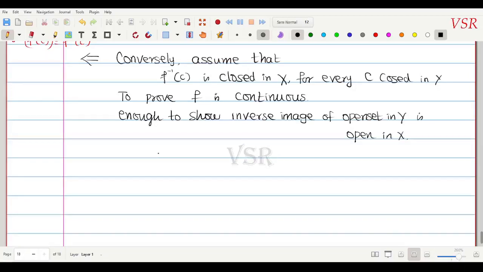Let capital V be an open set in capital Y. Okay, அப்போ this implies that என்ன ப்ரூஃப் பண்ணணும்? To prove f inverse of V is open in capital X னு ப்ரூஃப் பண்ணணும். Okay, to prove this, f inverse of V is open in capital X னு ப்ரூஃப் பண்ண போறேன்.